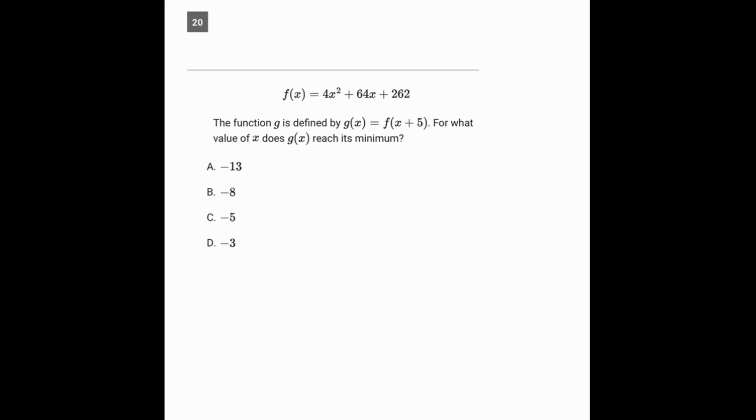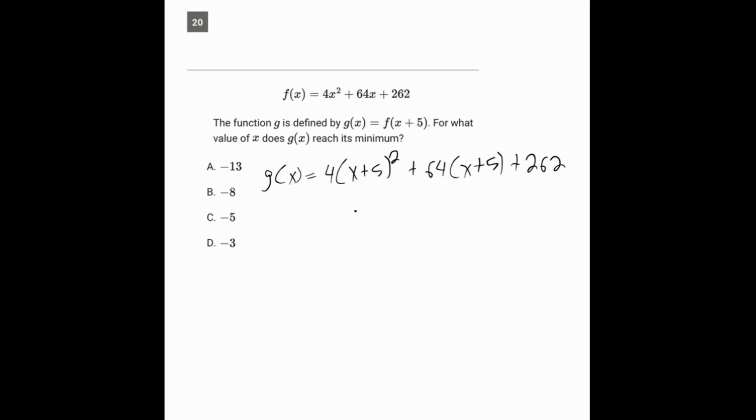Now let's go to question 20. This is a question that has too many ways that you can do it. One way is to say, okay, well, if g of x is what you get when you plug in x plus 5 for f of x, then g of x would look like this: 4(x plus 5) squared plus 64(x plus 5) plus 262.